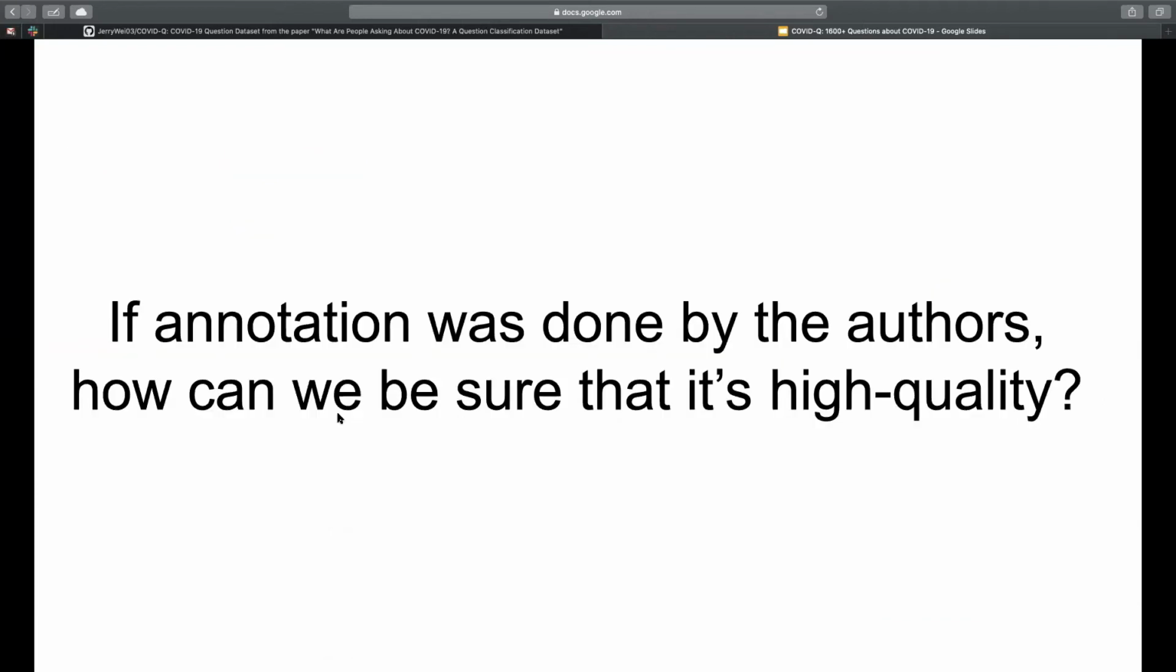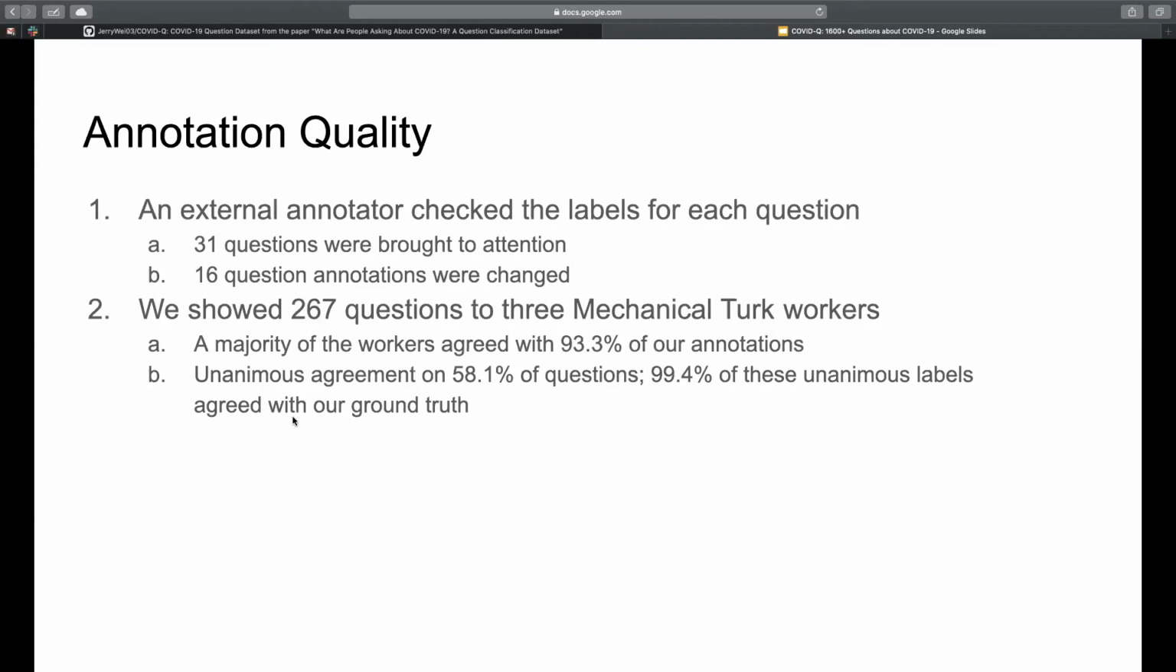So some of you might be wondering, if we manually annotated the data set, how can we be sure that it's high quality? Well, we check the quality of our annotations. First, an external annotator checked the labels for each question. And what that entails is that the annotator went through each question in our data set and checked the category and the cluster and the other questions it was grouped with. By doing this, they're trying to make sure that each question is properly sorted into the correct clusters and categories. So after doing this, they brought 31 questions to attention that might need to be relabeled. And out of those 31 questions, 16 of the labels actually ended up being changed.